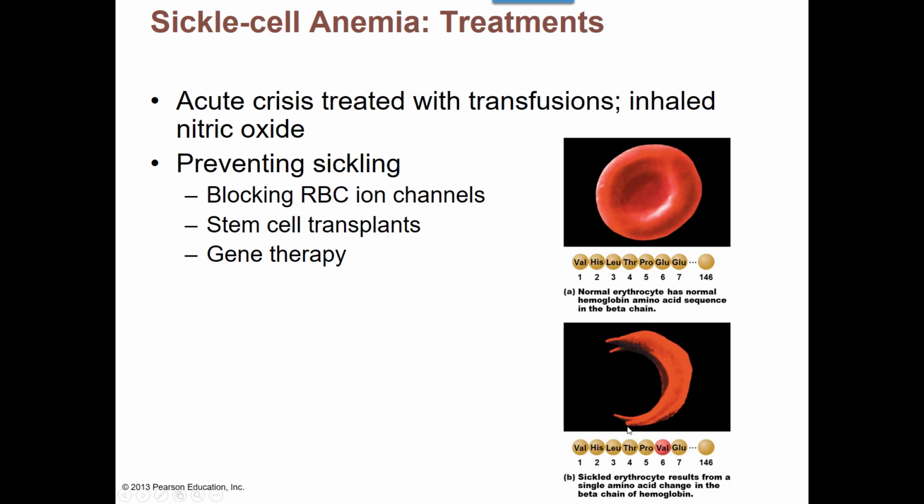Now, it's treatable. They can do some transfusions, and again, it depends on where you are and how severe it is. If you inhale nitric oxide, that can stimulate making of correct red blood cells. They can try to prevent that sickling, that folding over of the red blood cells. They can block red blood cell ion channels. They can do stem cell transplants. And then they're even now doing gene therapy.